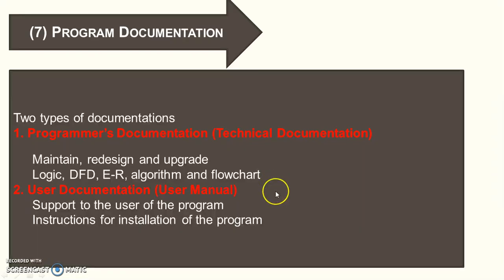Mainly there are two types of documentation. One is the programmer's documentation, that is technical documentation, useful for maintaining, redesigning and upgrading your system. It includes the data flow diagram, entity relationship diagram, algorithm, flowchart, etc. Another is user documentation, known as the user manual, that supports a user of a program and instructs the user how to install the program and how to use it.